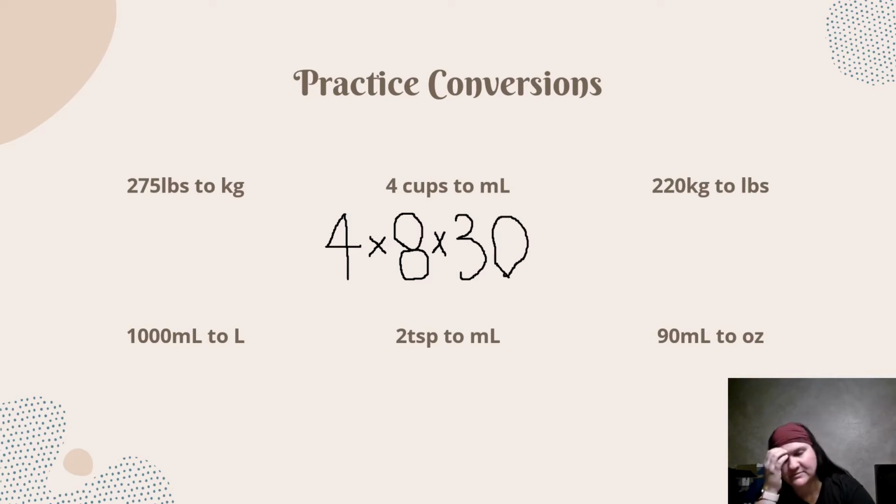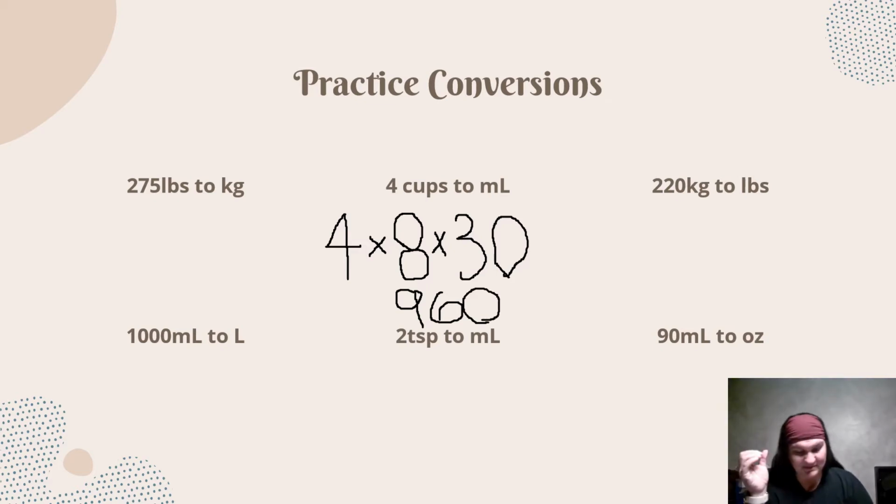Oh my gosh, that's a terrible zero. We're gonna roll with it though. 4 times 8 times 30 equals 960. This is worse than my handwriting, you guys.